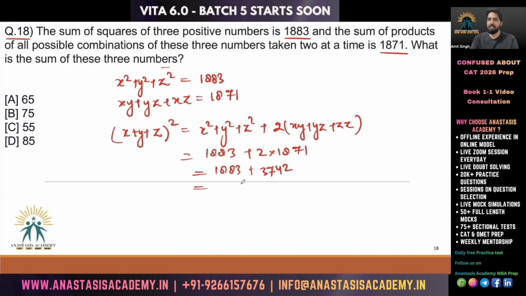So it would be 1883 plus 3742, which gives 5625. So x plus y plus z would be the square root of this number. Now this would be the square of 75 only. So the correct answer to this question would be option B.